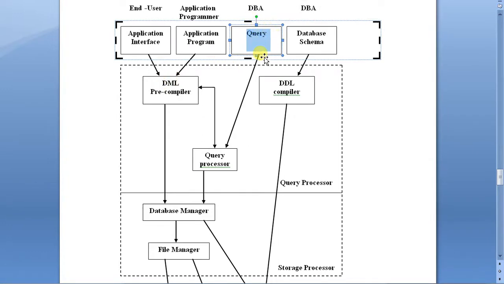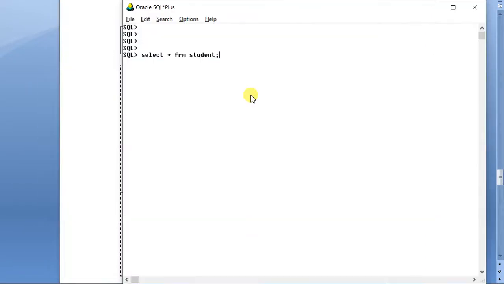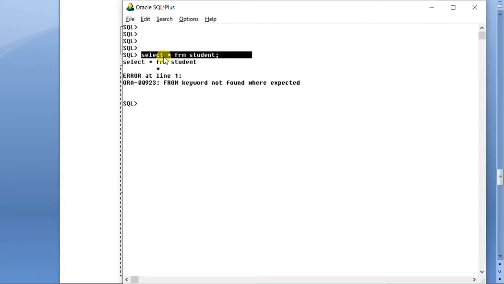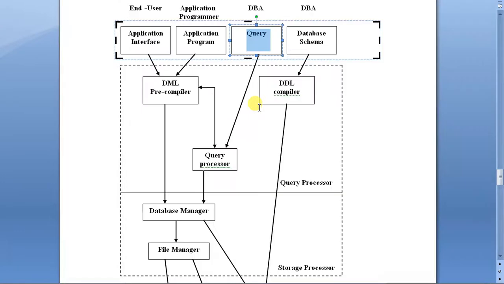Okay. So now, although this arrow is from here, actually the query passes to the DML precompiler or DDL compiler depending upon the type of query. As soon as you type a query, it goes to these compilers and the compiler checks for any kind of error. So as soon as you press enter, what will happen? It checks the query and tells that the query is wrong because the spelling of "from" was incorrect. So what is the role of these DML and DDL precompilers? They check your query before processing, whether it is syntactically correct or not.